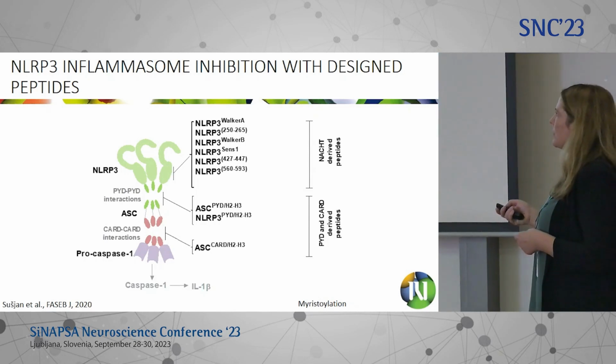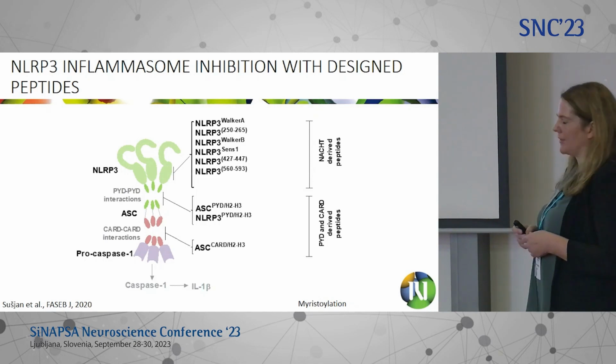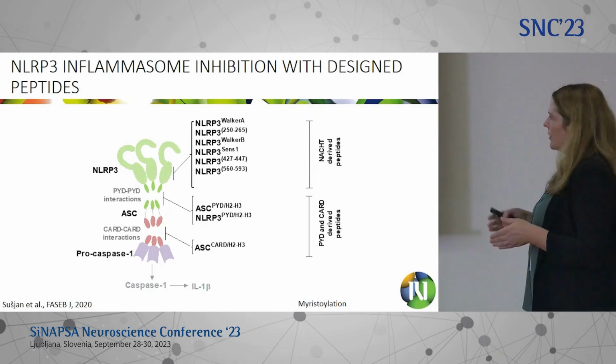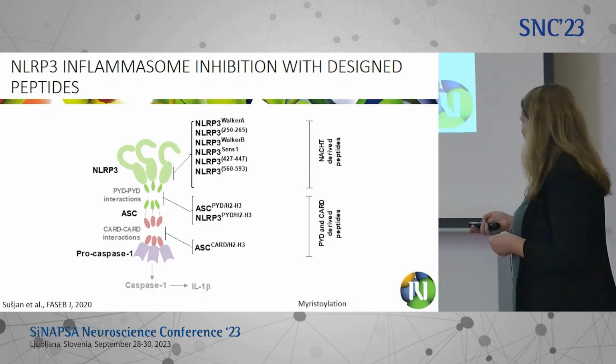Then we are also interested in blocking interactions between NLRP3 and adapter ASC. These are pyrin domain interactions. So we made two peptides, one that originates from NLRP3 and the other one that originates from ASC. Then we also wanted to block interaction between ASC and procaspase-1 molecules. So we used another peptide that originates from ASC but should inhibit this interaction. We used myristoylated peptides so that they were able to enter the cell, otherwise they would probably not be effective.